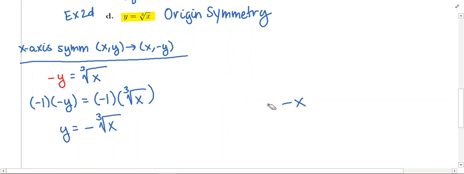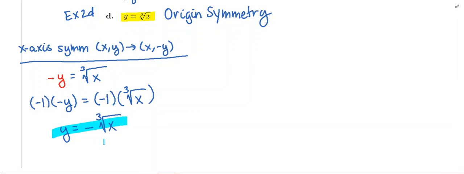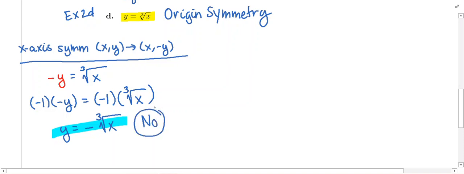So now you can compare it to the original equation. If you compare this blue equation to the yellow equation, they are not the same. The yellow equation has a positive cubed root of x, and the blue equation has a negative cubed root of x. So since this is not the original equation, this particular graph is not going to have x-axis symmetry.